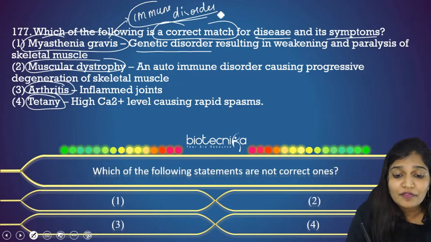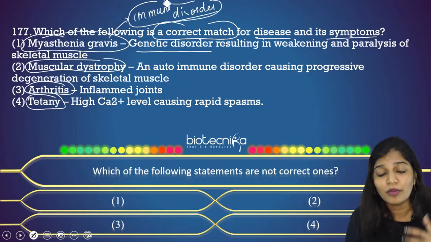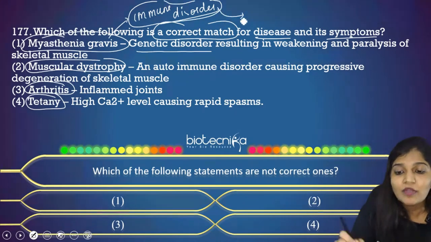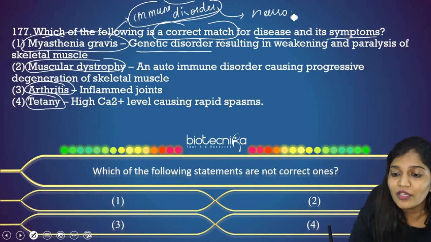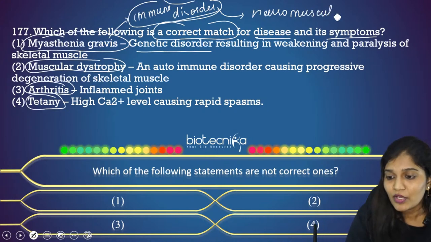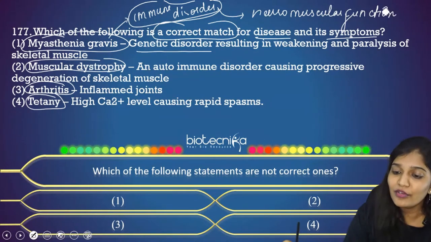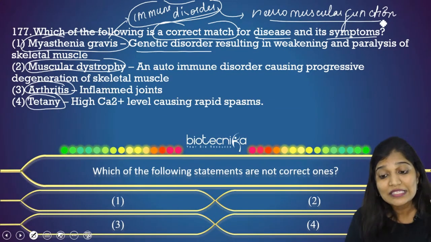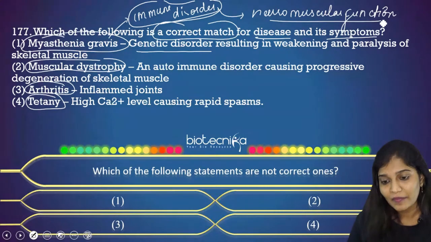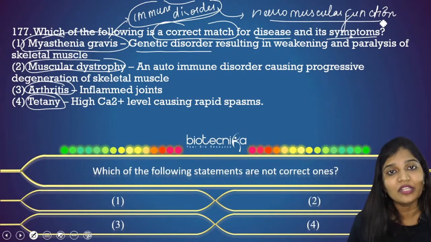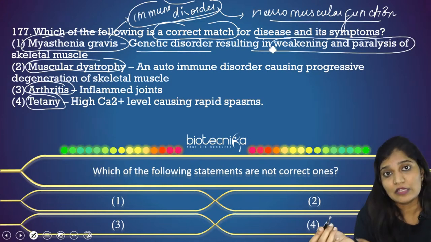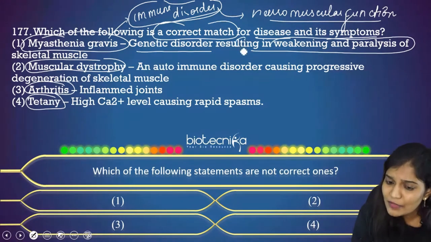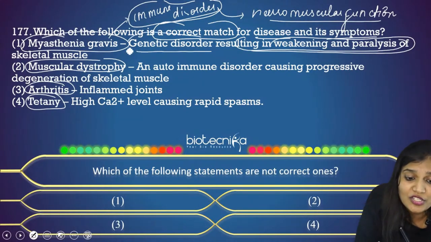It is happening because of immune problems, or we can say an antigen problem or antibody production problem. So in an immune disorder, what exactly happens is it is going to cause a problem in the neuromuscular junction. The neuromuscular junction, which is where the muscle and the neurons get the stimulus, is going to be affected. If a neuron is not able to communicate to a muscle, the muscle will undergo weakening and paralysis of the skeletal muscle. So this point is correct, but it is not a genetic disorder.